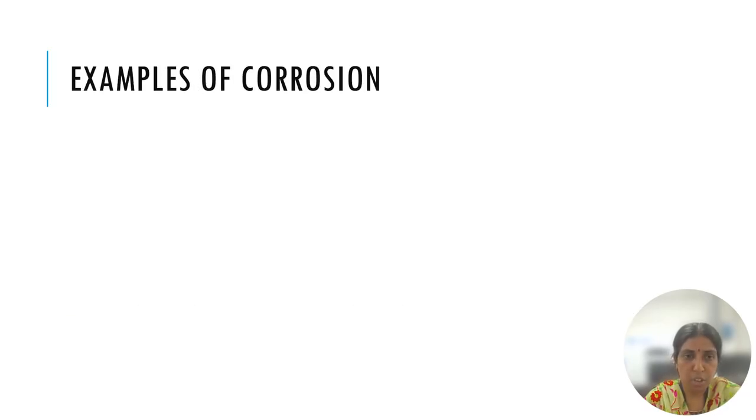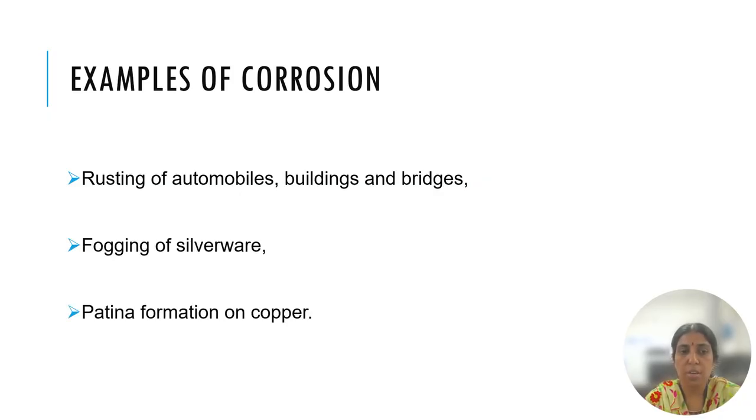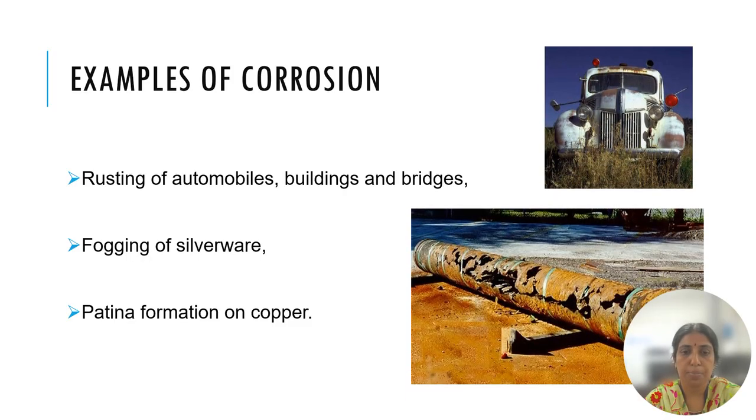What could be examples of corrosion, if you can imagine? Rusting of automobiles, bridges, buildings, and also fogging of silverware and formation of green patina on copper. We have all experienced these in our day-to-day life, where the materials or products in and around us get corroded and we also have a loss from it. You can see here an unused vehicle which has been placed for a long time getting corroded, and if you do not pay any attention, the complete material will decay over a period of time.